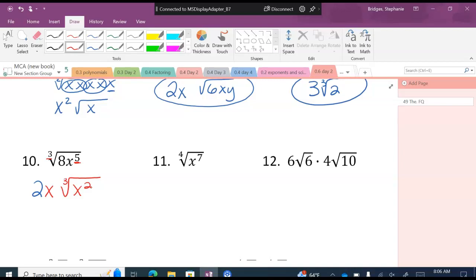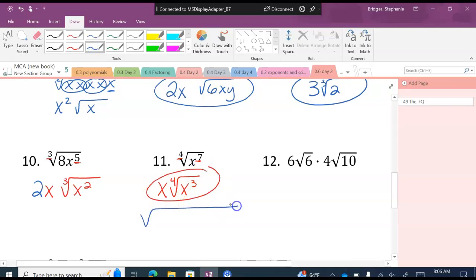All right, and then for 11, I don't have any numbers to deal with. And we can do this both ways. How many times does 4 divide into 7? 1 time. And then how many left over? 3, okay? Again, don't forget your index of 4, because if you lose that, that is telling me something completely different. And this is the long way.